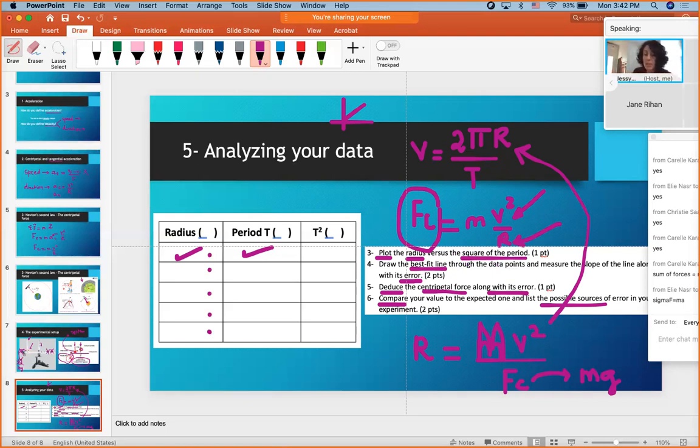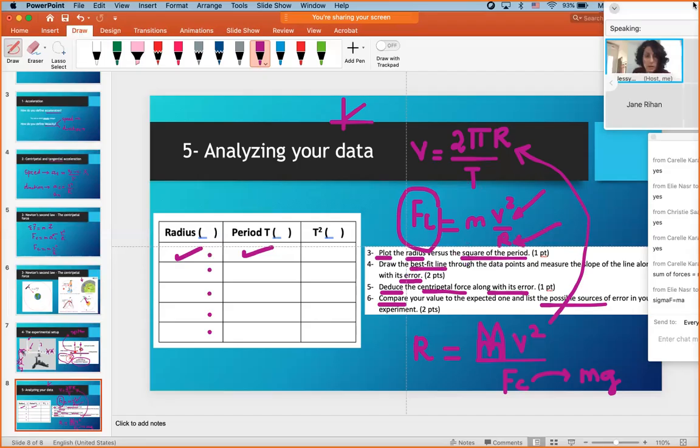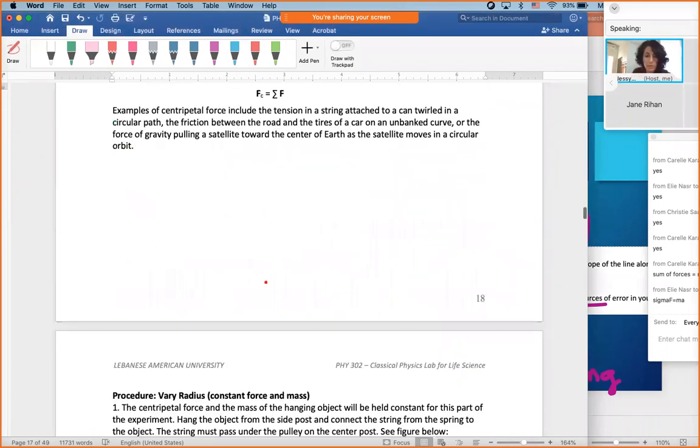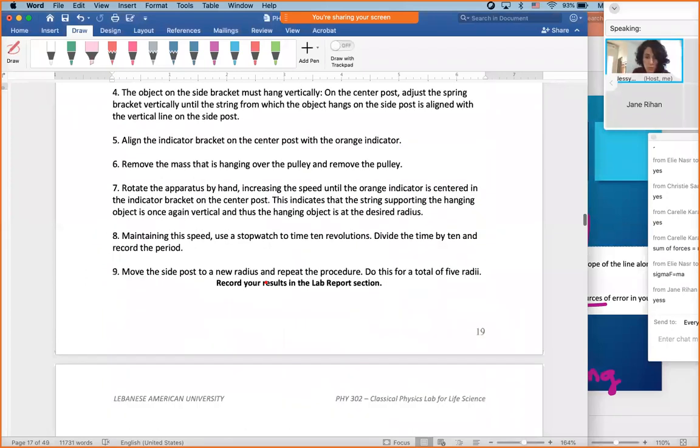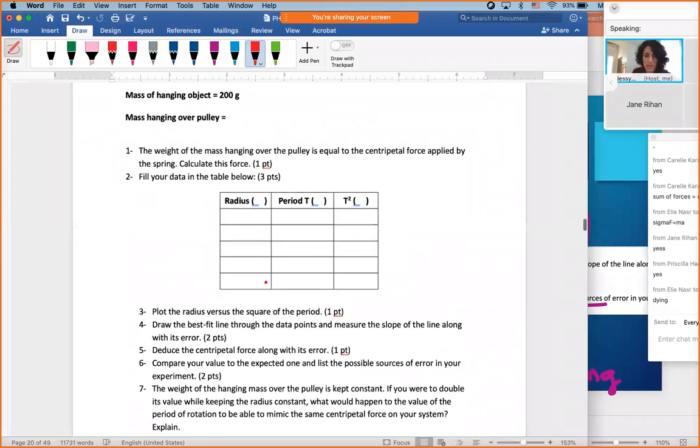Okay, can we give it a shot? Let me show you the lab reports. Where is my manual? This is the manual. This is lab 2. Supposedly lab 3 is afterwards. Give me a second. Are you still there? Did you die? Did I lose you? Okay. Jane and Priscilla are still here.